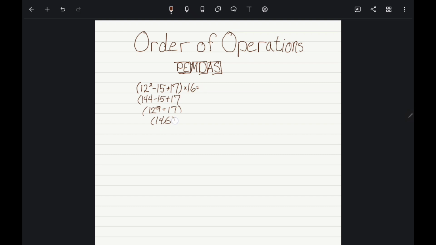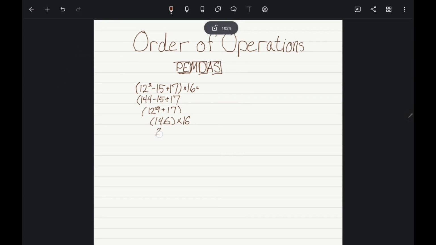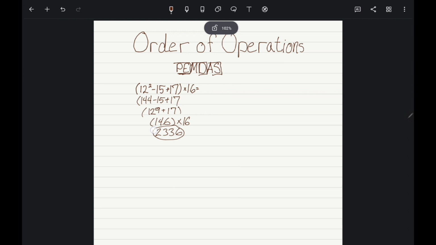And we'll bring everything down. And so that leaves us with 146 times 16. I'm gonna go ahead and use my calculator to figure out this product. It's gonna be a big number, and that leaves us with 2,336. All right, and that's how you would use order of operations when you have an exponent inside the parentheses.